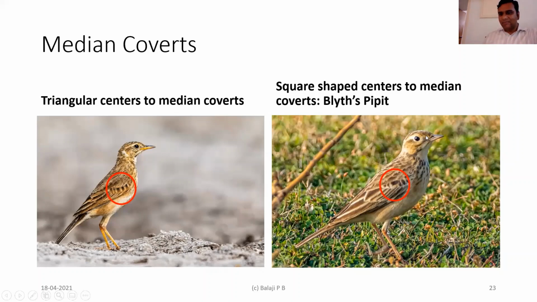Of course, it has a very pale lore. And the other thing I have noticed personally when seeing Blyth's pipit is that it looks like it's wearing some spectacle in the field. So that's a giveaway for a Blyth's pipit. So if you see the square shaped centers to the median coverts, you don't need to look at anything else. It's a Blyth's pipit.